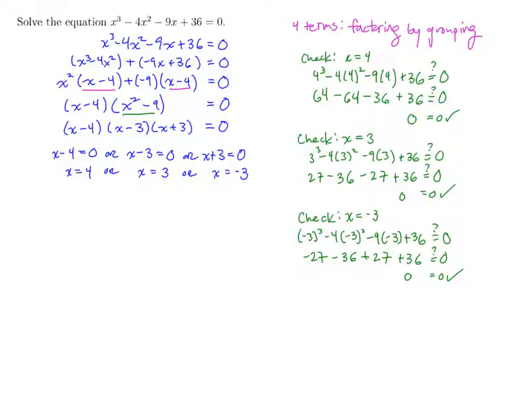And indeed that checks, 0 equals 0. So now that I've checked all three solutions, I know that this equation has three solutions, and I can say then that the solution set is the set containing the numbers 4, 3, and negative 3. And again, I write that as a curly brace, 4, comma 3, comma negative 3, and end it with a curly brace.